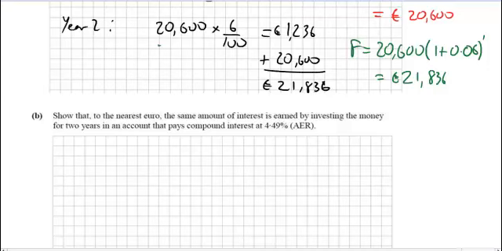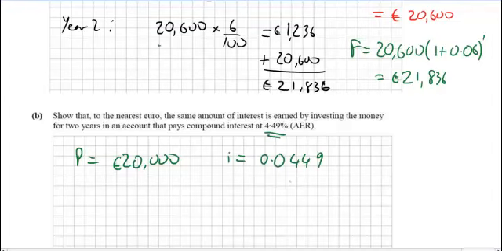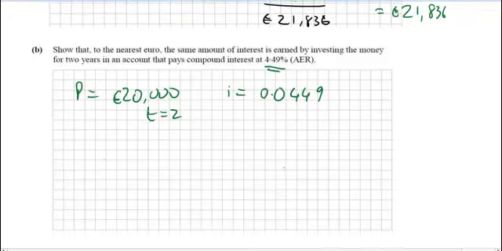And then the last bit here is to show that, to the nearest euro, the same amount of interest is earned by investing the money for 2 years in an account of compound interest of 4.49%. So principal sum is 20,000. Interest rate is equal to 4.49%, which would be 0.0449, and we know t is equal to 2.